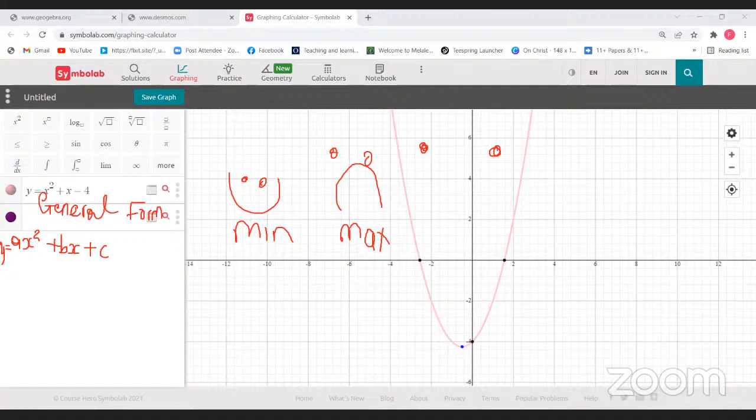So the general form of a quadratic function, right, is ax squared plus bx plus c. But I know you have seen this before because I've taught you completing the square and I've taught you factorizing quadratics.